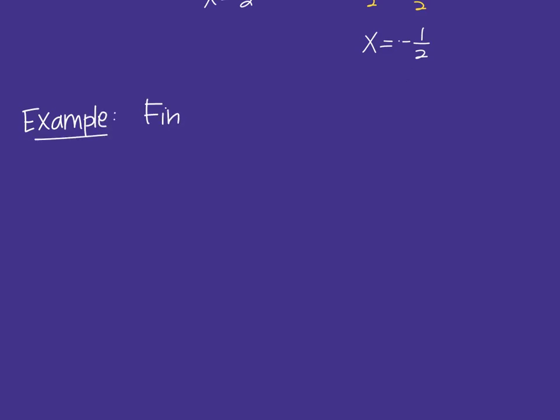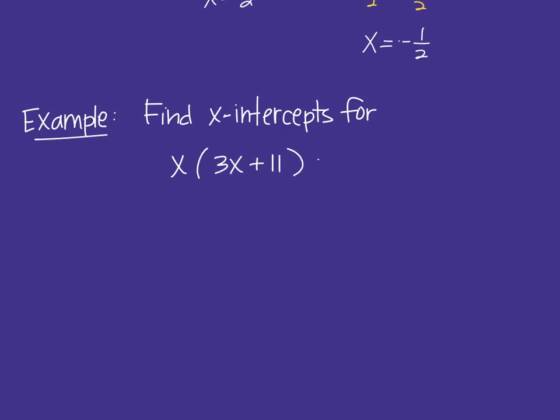All right, another question might say, find the x-intercepts. And then they'll give you a problem. It's the same thing because an x-intercept is the same thing as a solution. And so you might have it like this: x times 3x plus 11 equals 4. So it might look like that.